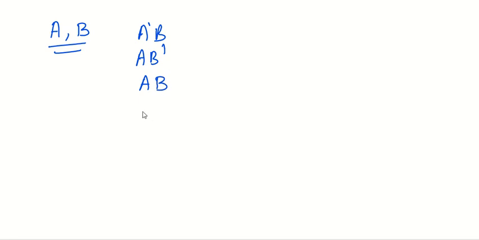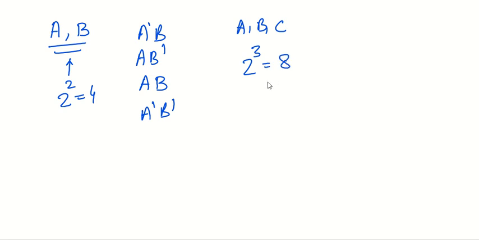Suppose we have two variables a and b. The maximum possible combinations are a dash b, a b dash, a b, and the last, a dash b dash. So for two variables, 2 power 2 equals 4. If we have three variables, a, b and c, the number of terms will be 2 power 3. The total terms can be 8 here.